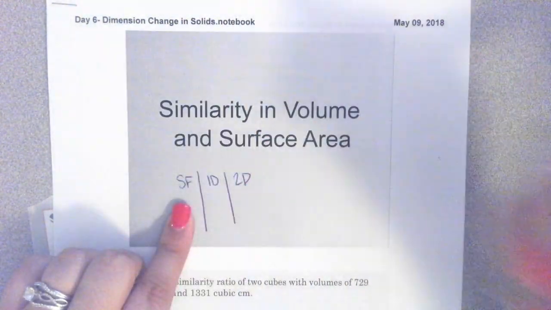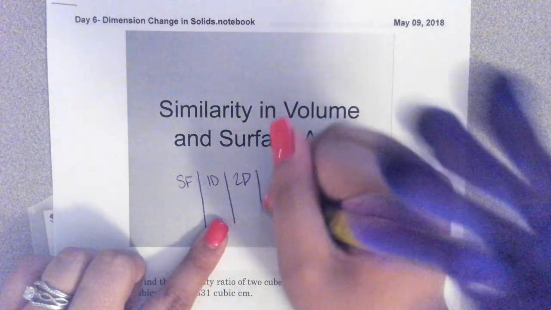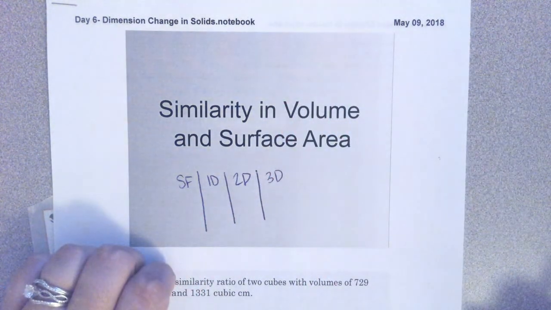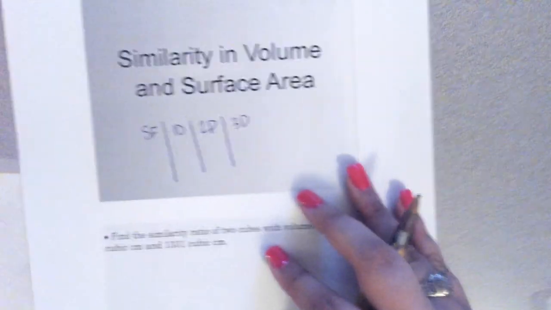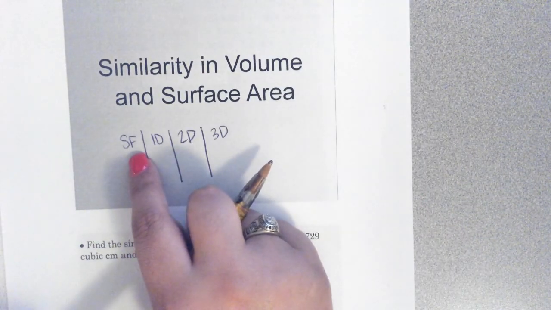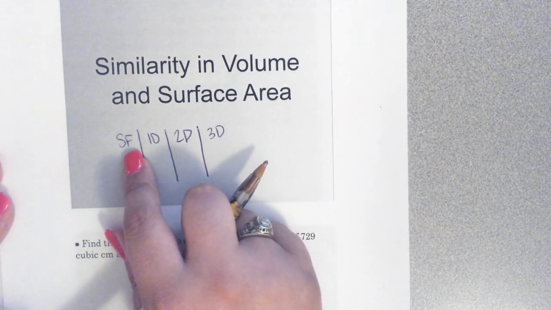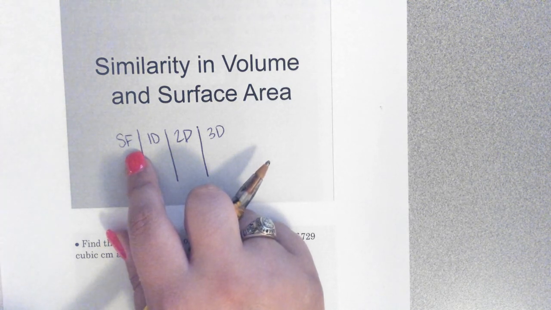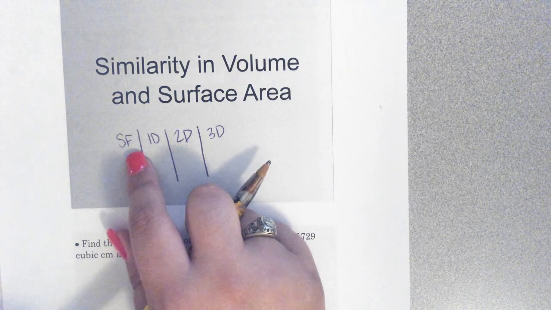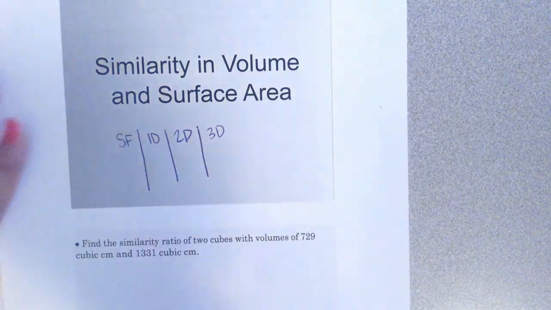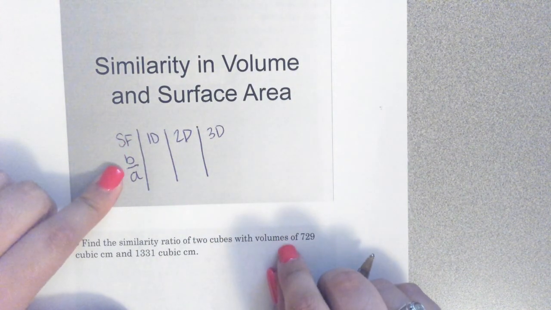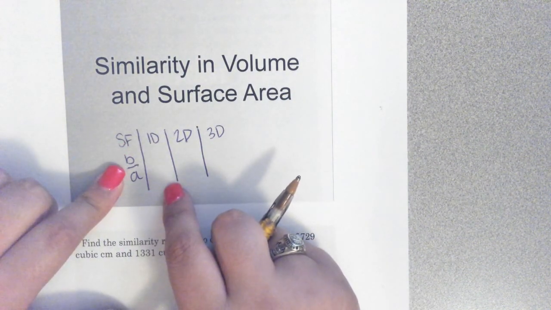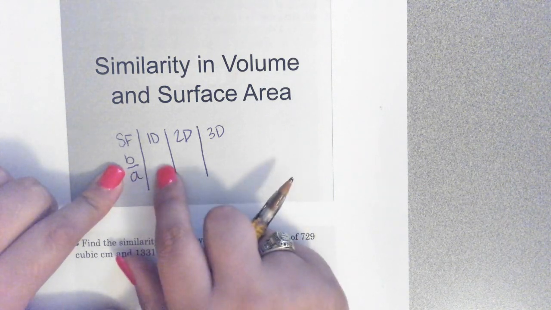Okay. Remember we did scale factor, we did 1D and 2D. Do y'all remember that? A little bit? Okay, now we're going to add a 3D column. So remember, scale factor is just your scale factor. How do we find scale factor? New over old, or we did second over first. So for this example, I'm just going to do B over A for my new over old. Are y'all okay with that? You're writing this down.